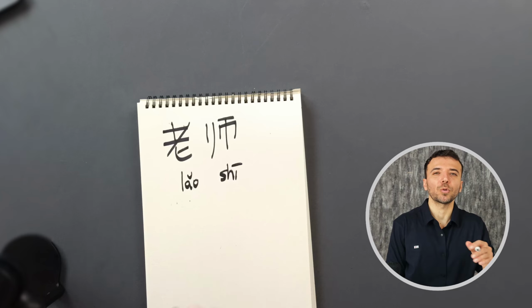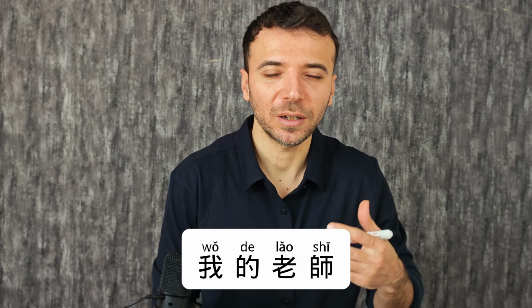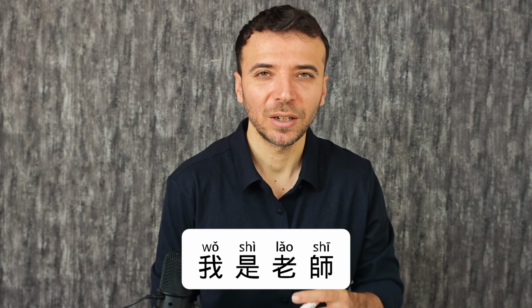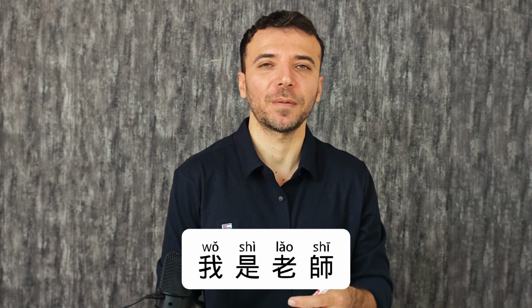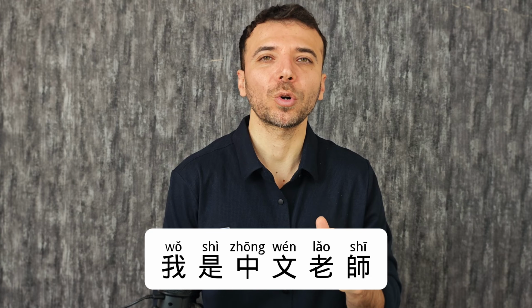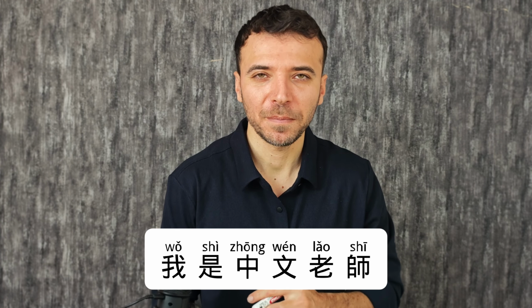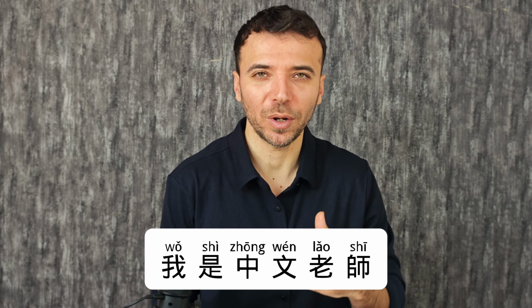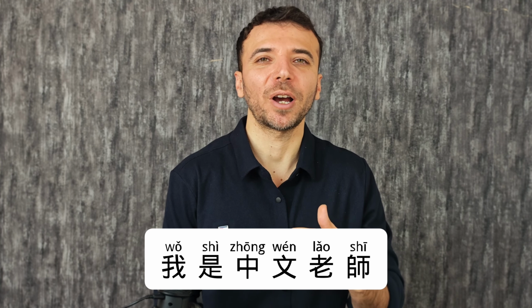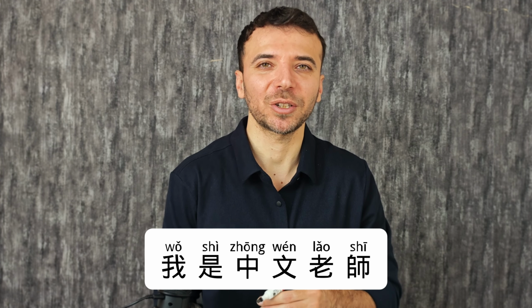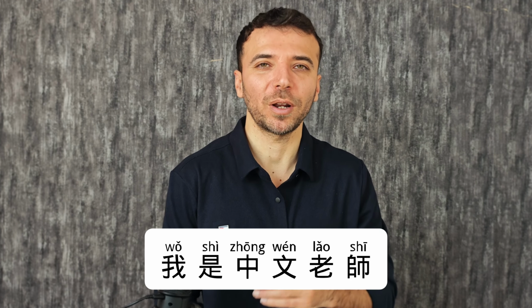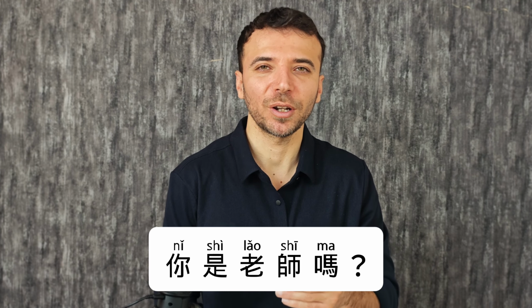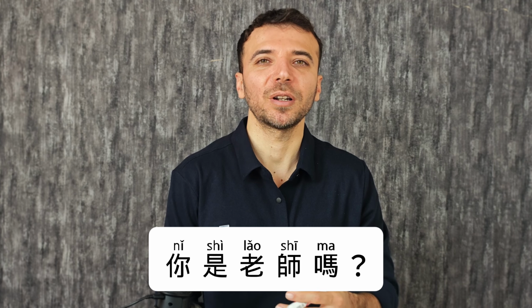老师. Now you can say 我的老师 my teacher, or 我是老师 I am a teacher, or even longer 我是中文老师. Say it out loud. 我是中文老师 I am a Chinese language teacher. 我是中文老师. If they ask you, are you a teacher? They would say, 你是老师吗?